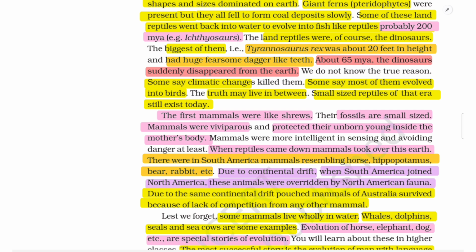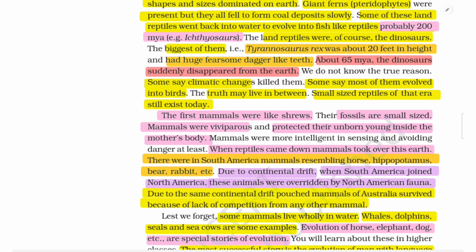Some of these land reptiles went back into water to evolve into fish like reptiles probably 200 million years ago. Example, Ichthyosaurus. The land reptiles were, of course, the dinosaurs. The biggest of them, that is Tyrannosaurus rex, was about 20 feet in height and had huge, fearsome dagger like teeth. About 65 million years ago, the dinosaurs suddenly disappeared from the earth.